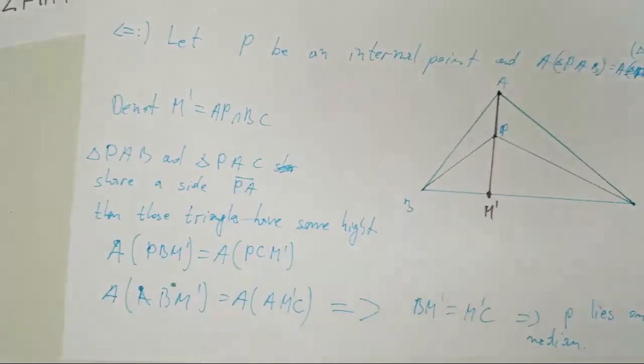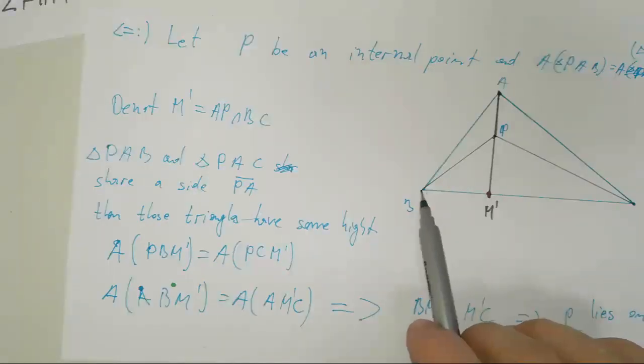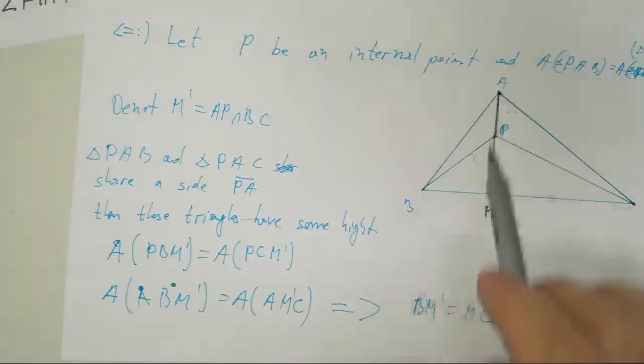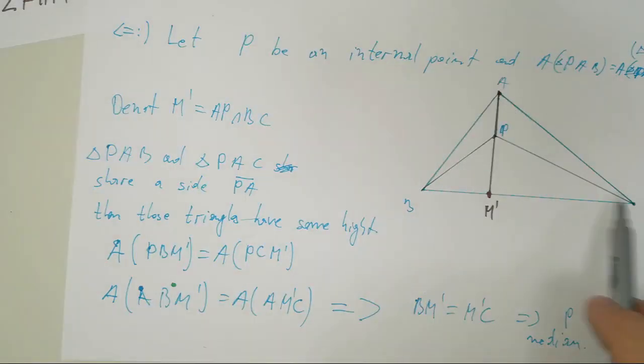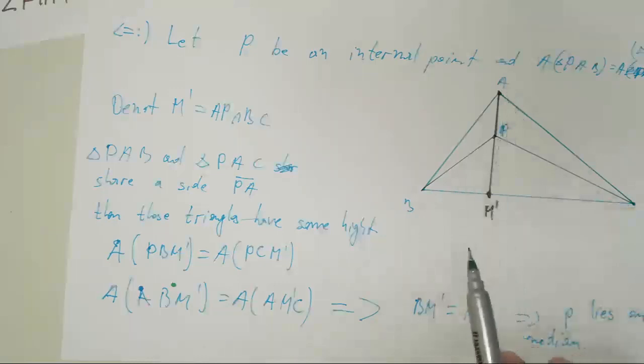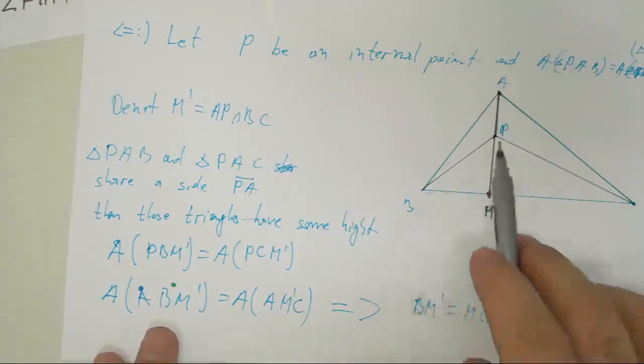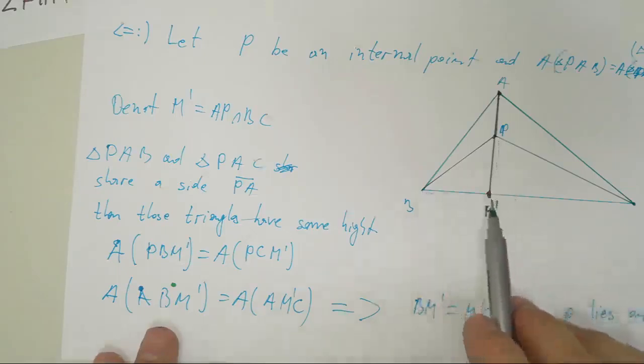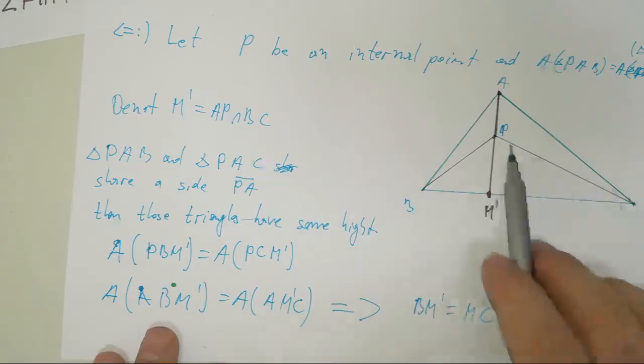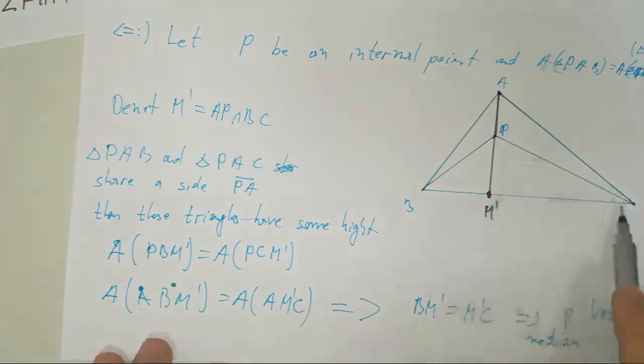It means that if they have equal areas, the heights of these two triangles must be equal. So if the height of the triangle BPA is equal to the height of the triangle CPA, it means that the height of BM prime P is the same as the height of M prime CP.